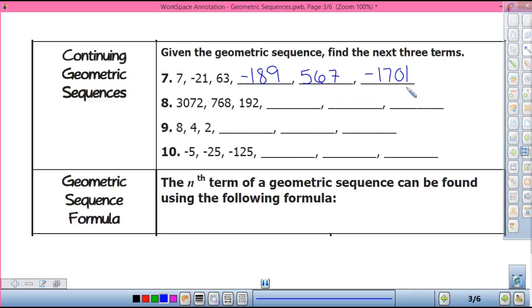Alright, so what's happening in number 8? Times it by 1/4. How'd you figure that out, Vance? Yeah, it's 768 divided by 3072 and got 0.25 or 1/4, and so we're multiplying by 1/4 every time. So 192 times 1/4? 48 times 1/4? 12 times 1/4? 3.